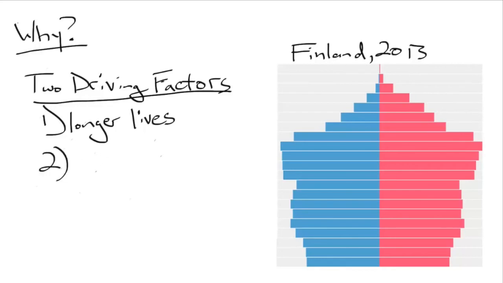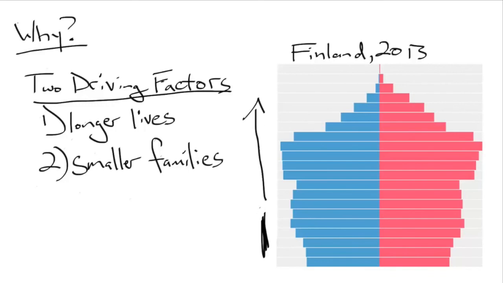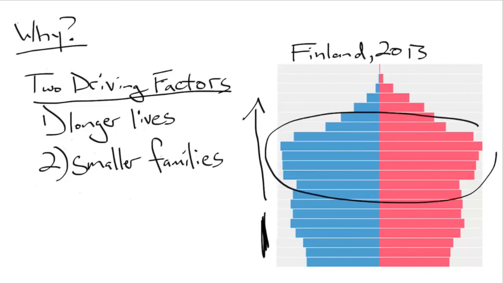The second driving factor is, again, all over the world, people are having smaller families on average than they used to. And you can see how having fewer kids really thins out the bottom of the population pyramid here. And people with longer lives means that people live into these upper age groups. This age group between 45 and 69 years of age is Finland's equivalent of the baby boom generation. And you'll see in the coming decades, countries all over the world are going to experience dramatic shifts in the age structures of their populations too.